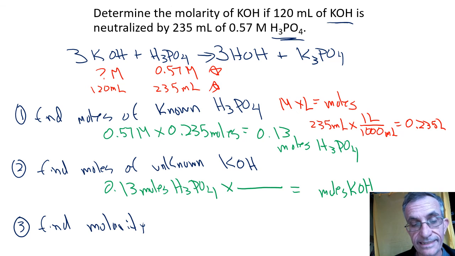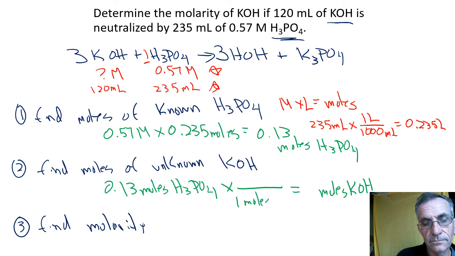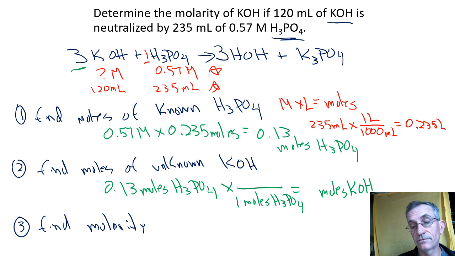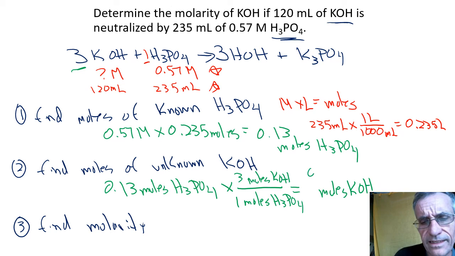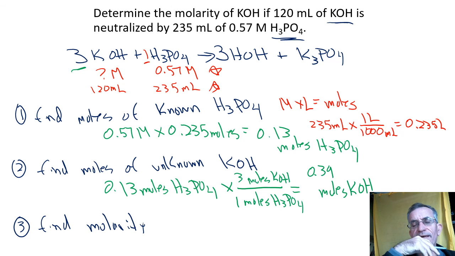So let's look at our balanced reaction. That's why we wrote it out. For every one of them, there are 3 of them, 3 on top. All right. And if you work it out, you should have gotten in this step 0.39. 0.39. Okay. All right. Now we're in the home stretch.